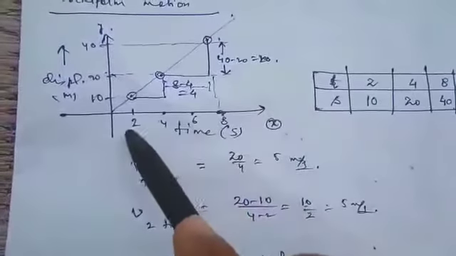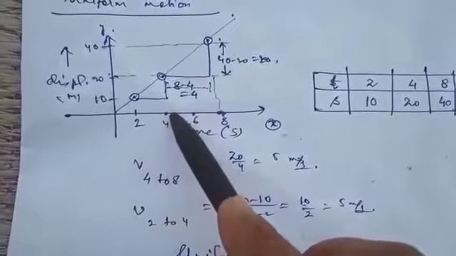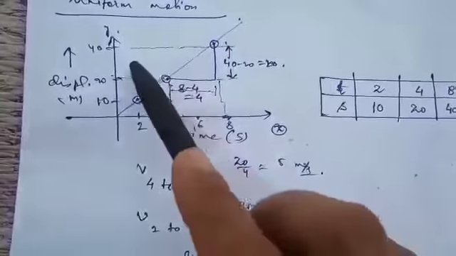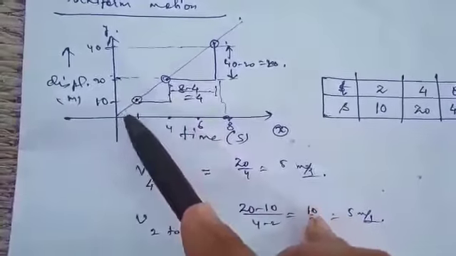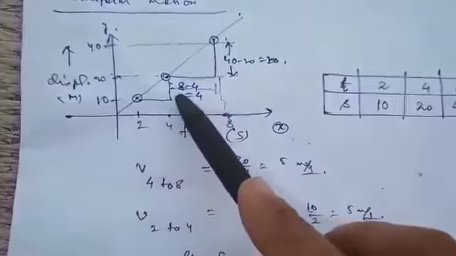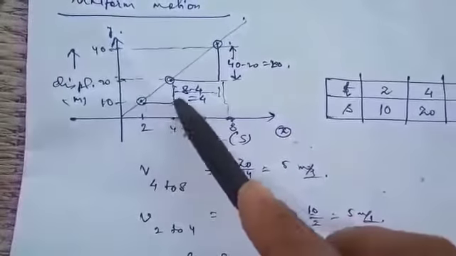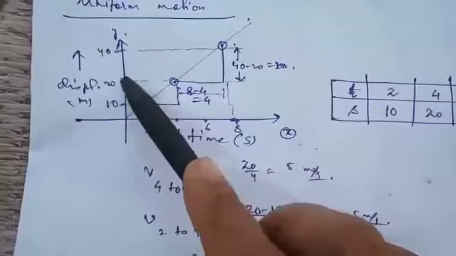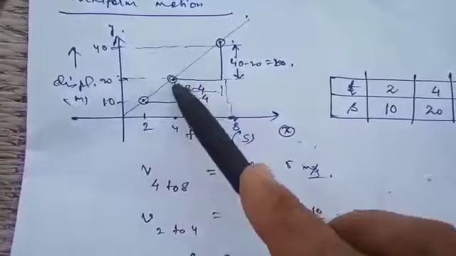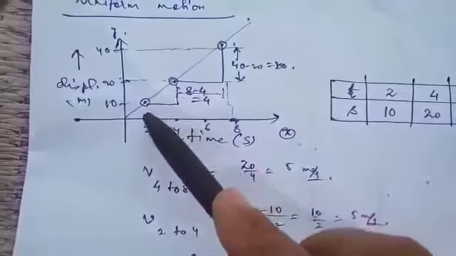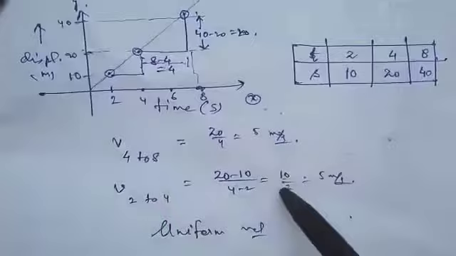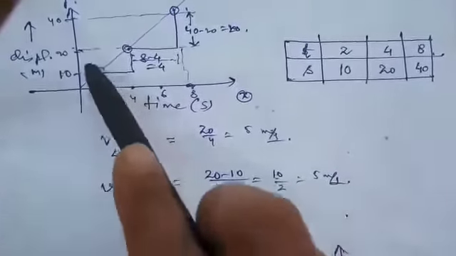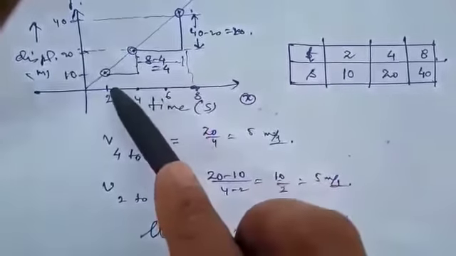Similarly, if you are asked to calculate the velocity from 2 to 4 second, then draw a straight line parallel to the y-axis, that means parallel to the displacement axis, and draw a straight line parallel to the time axis. So this is 4 minus 2, and this distance is 20 minus 10, which is 10, and 4 minus 2 is equal to 2. So 10 by 2 is equal to 5 meter per second. So the velocity from 2 to 4 second is the slope of this graph.